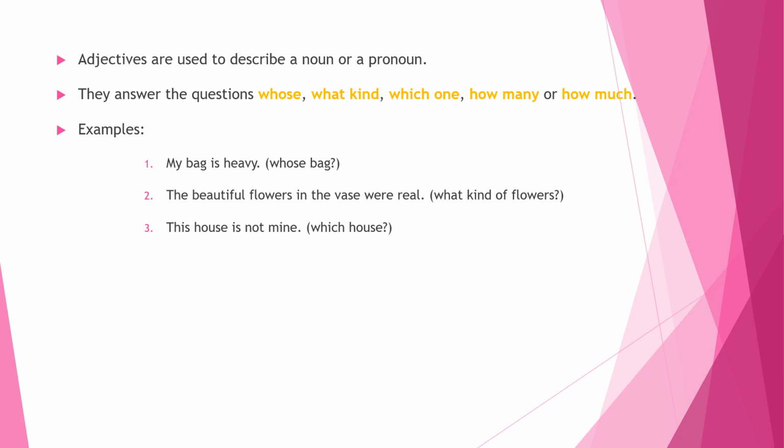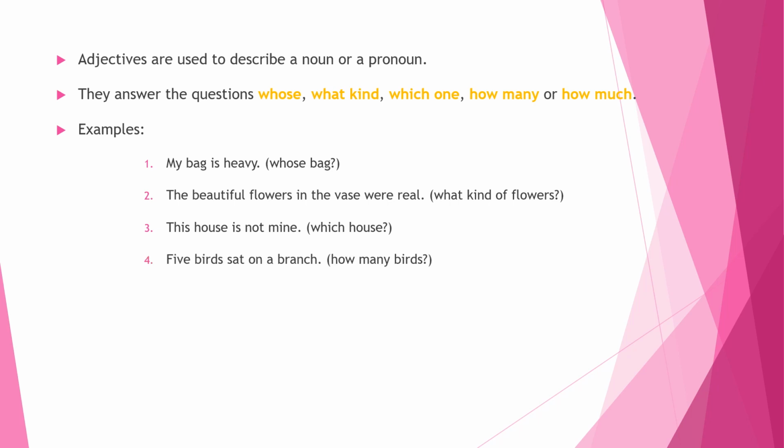If we move on to the next example, that is, this house is not mine. Which house? This house. We are pointing to a specific or a particular house which is not mine. In this example, the word this is an adjective which is answering the question which house. So, this house is not mine. This is an adjective in this sentence.